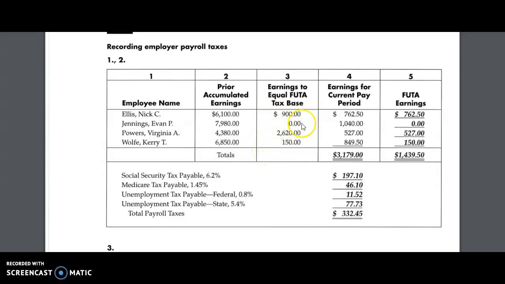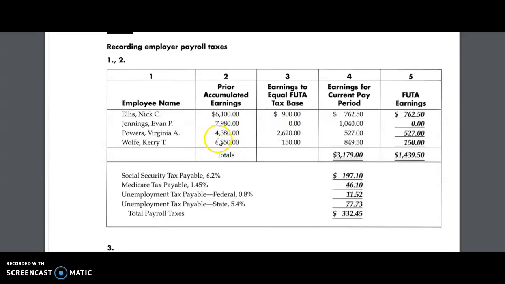Because I mentioned that magic $7,000 amount upon which we don't have to pay federal or state unemployment taxes, column 3 is used to figure out the difference between column 2 and $7,000. So for Nick, $7,000 minus $6,100 leaves $900 that he can be taxed upon. Because Evan is already over $7,000, we won't have to pay any federal or state unemployment for the remainder of this calendar year for payroll.